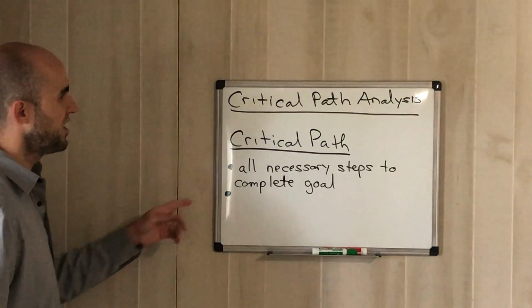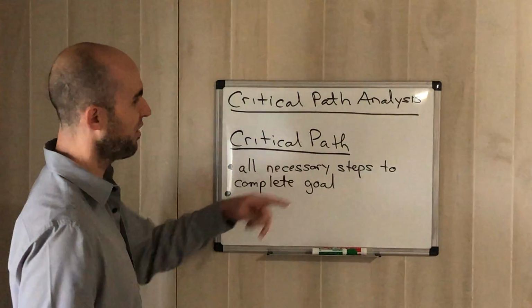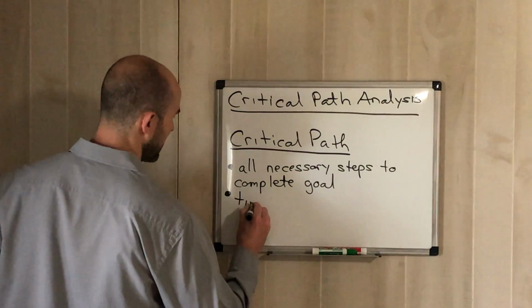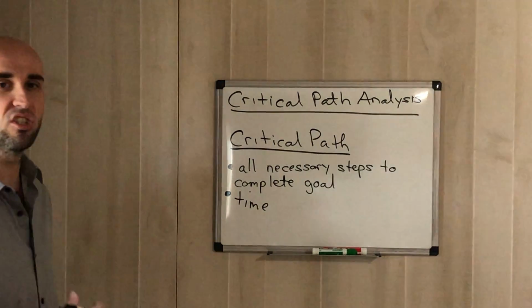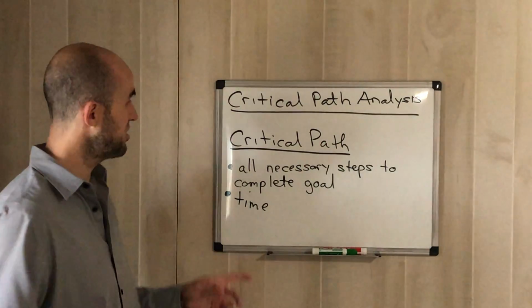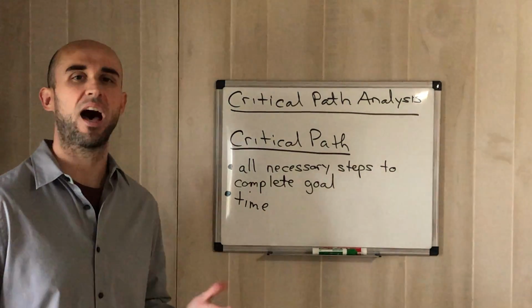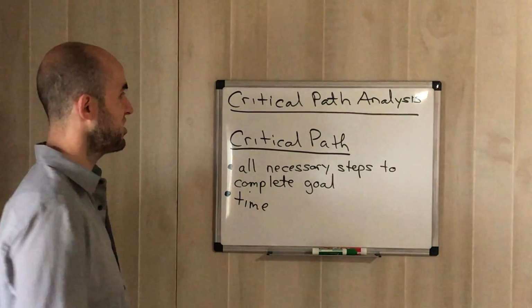That's what we cover in a critical path: all the things that are necessary, not the additional things that we like. You know what I mean? So when creating a critical path, you need all the necessary steps to complete that goal. You also need to represent time, how long each step is going to take. So the two things we need are all the necessary steps and time.